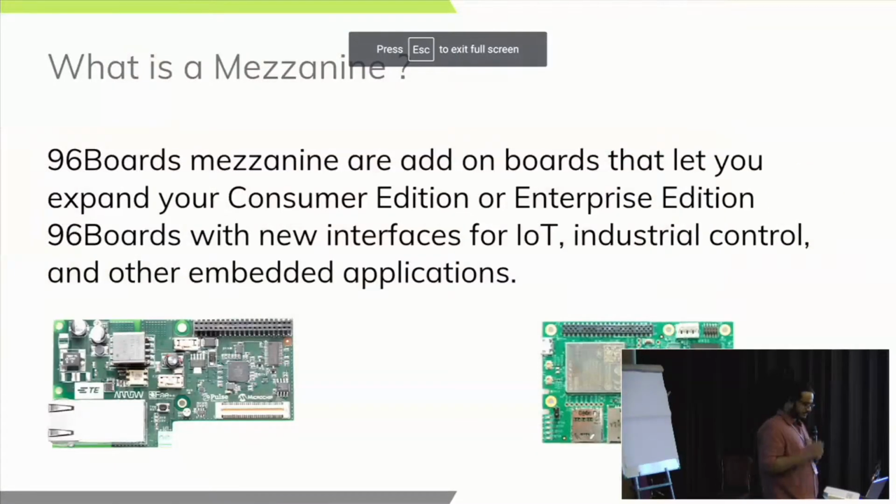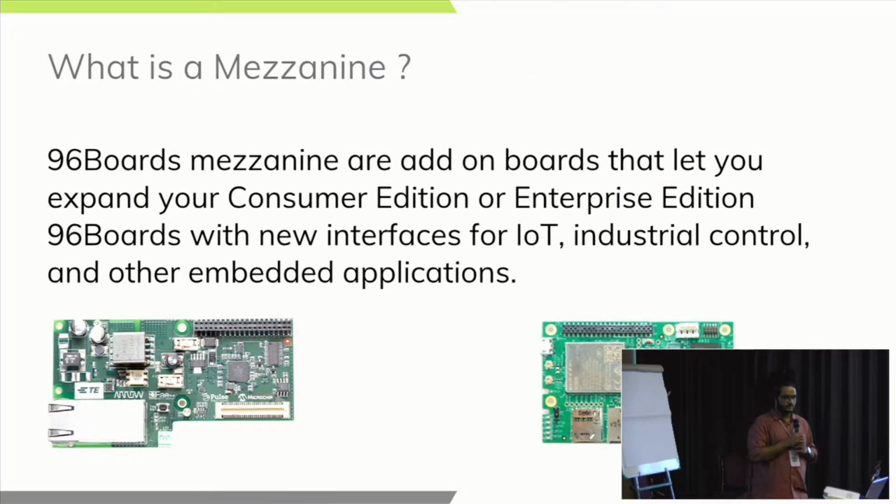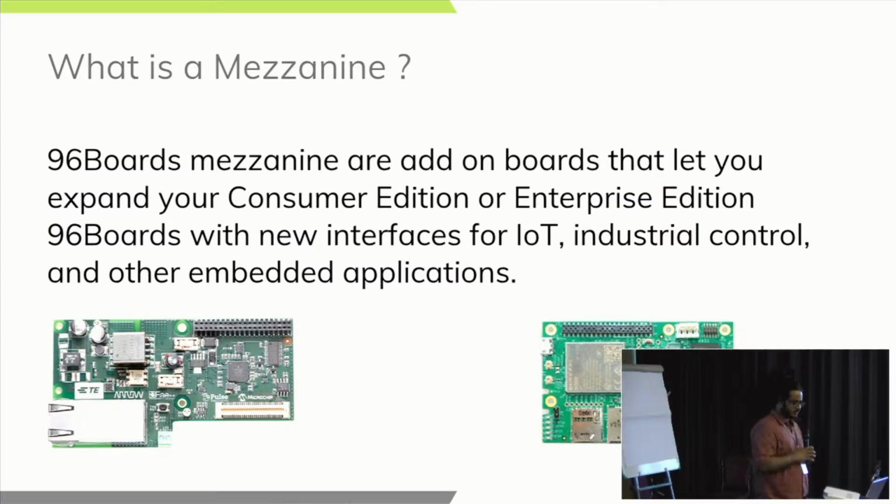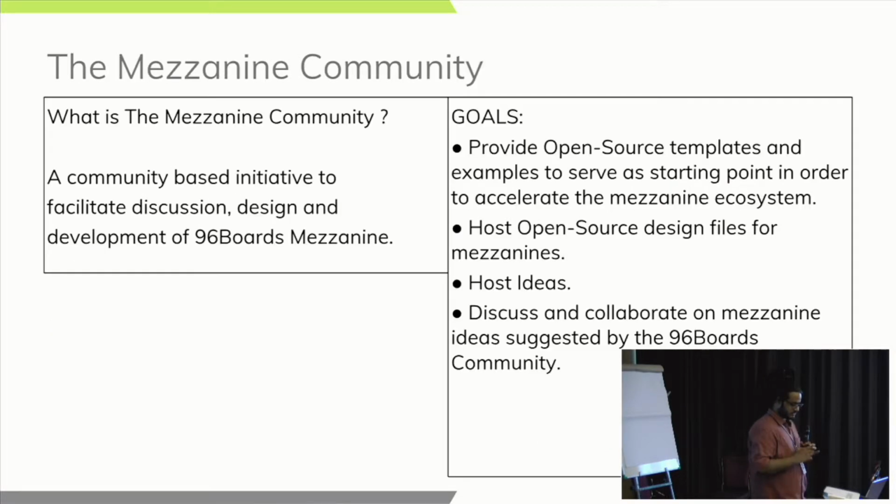So what's a mezzanine? It's an add-on board. We have two headers on a CE spec board, the low speed and the high speed header. A mezzanine is a board that plugs on top of it and uses those headers to extend the capabilities of the base board. So you can have pretty much whatever you want on there: USB or low-level peripherals, camera mezzanines, and stuff like that. So that's kind of short.